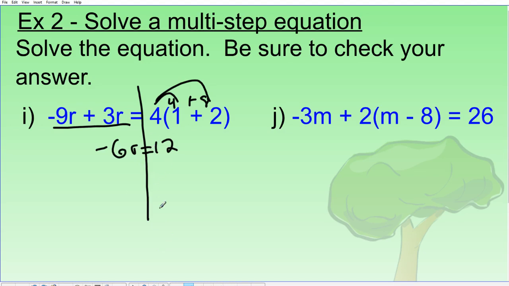Now, from here to solve, negative 6r equals 12. I need to divide both sides by negative 6 to cancel out this times by negative 6, giving me 1r. On the other side, when I divide by negative 6, 12 divided by negative 6 is negative 2.